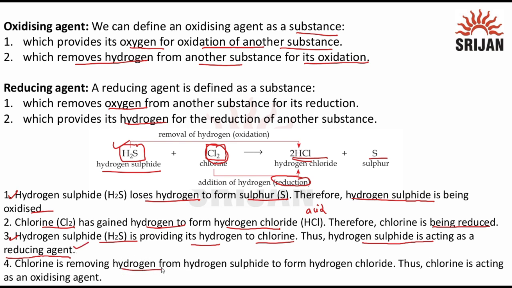Now, chlorine is removing hydrogen from the hydrogen sulfide here, right? That's why chlorine is acting as an oxidizing agent in the reaction. So this is all about redox reactions, oxidizing agents, reducing agents. I hope this all is now clear to you.